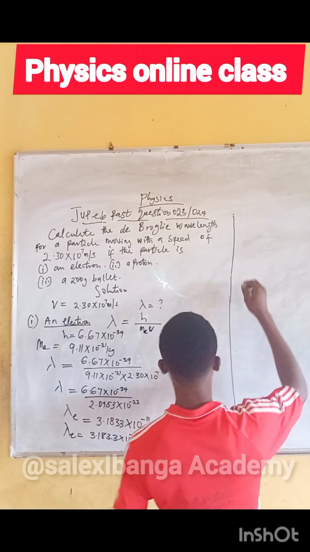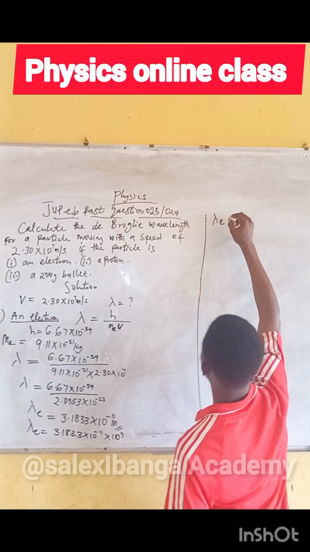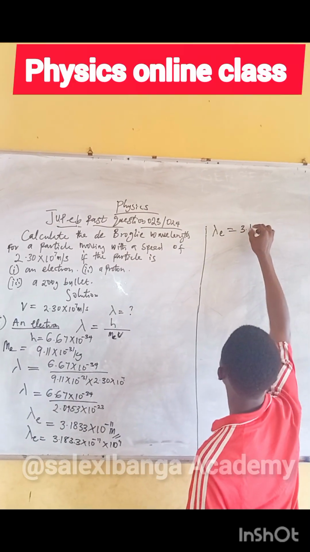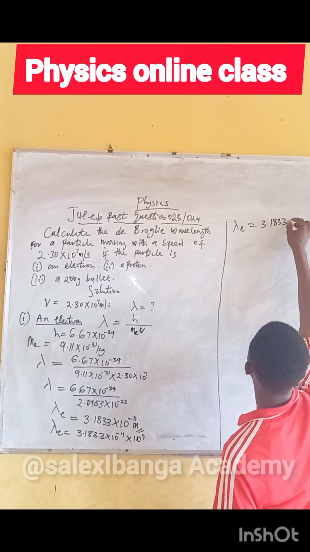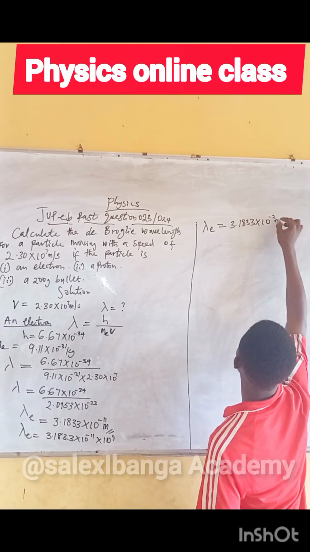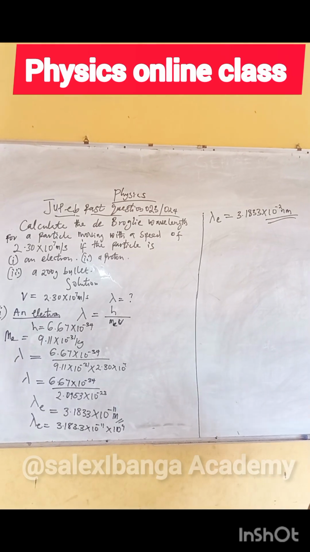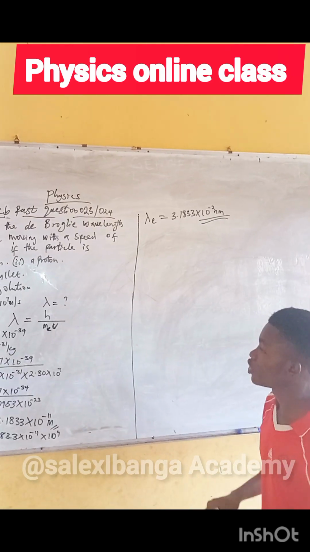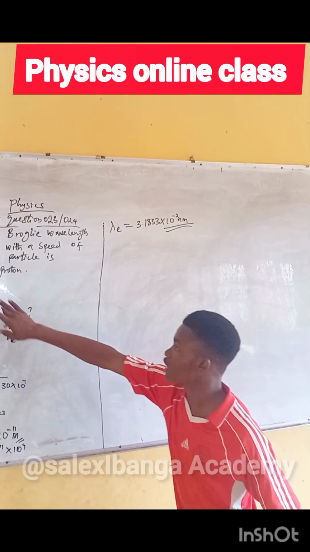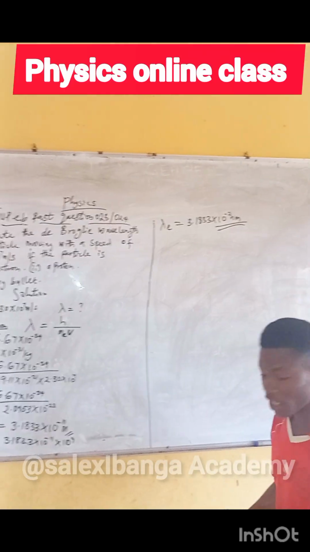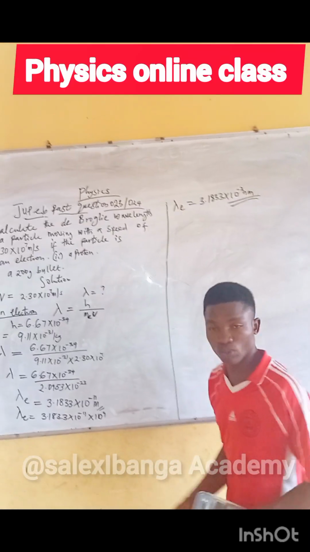This includes our lambda, which is giving us 3.1833 times 10 raised to the power minus 2 in nanometer. That n you see there stands for nanometer. So that is when it's an electron. Now let's check when it's a proton.